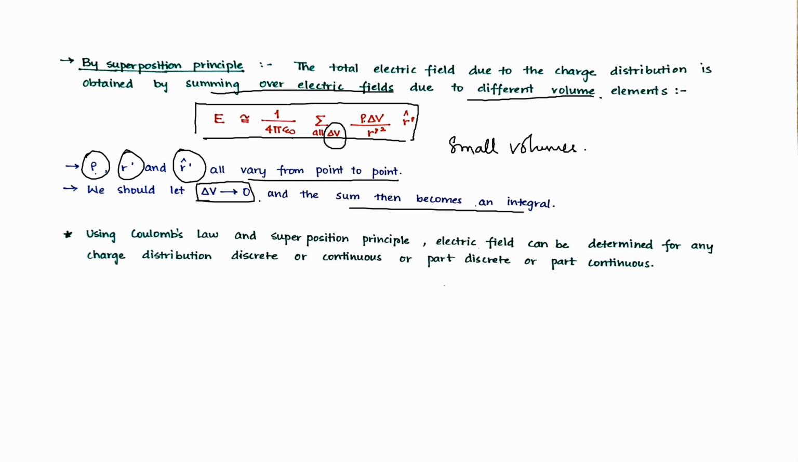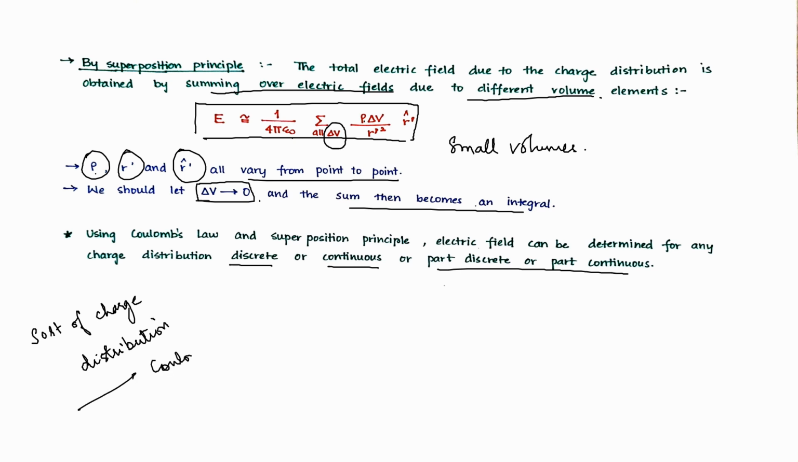Using Coulomb's law and the superposition principle, the electric field can be determined for any charge distribution, let it be a discrete charge distribution, a continuous charge distribution, or part discrete and part continuous. So for any sort of charge distribution, Coulomb's law and superposition principles are valid.